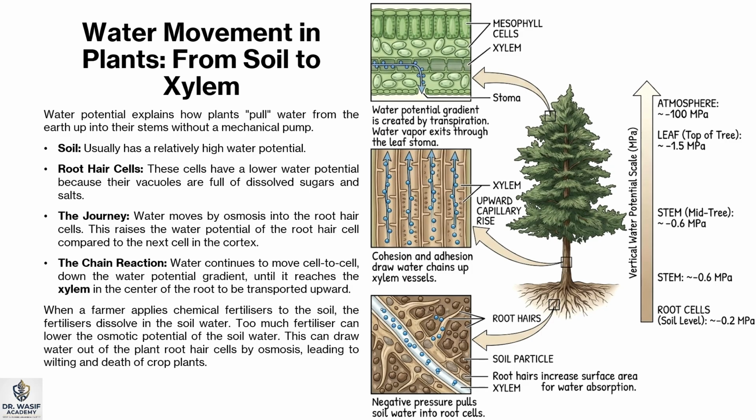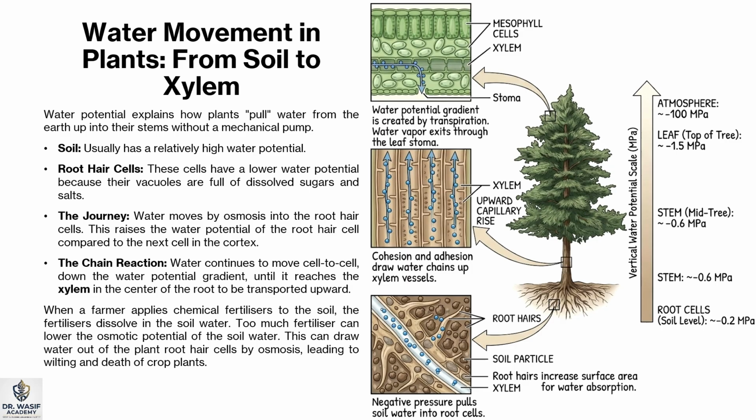Usually soil water is quite dilute, which means it has a relatively high water potential. Dilute means high water potential. Then we have the root hair cells. These are the plant's primary intake walls. Inside their vacuoles, the plant purposefully keeps a high concentration of dissolved sugars and salts. This makes the root hair cell have a lower water potential.